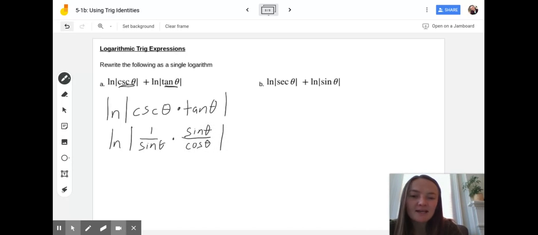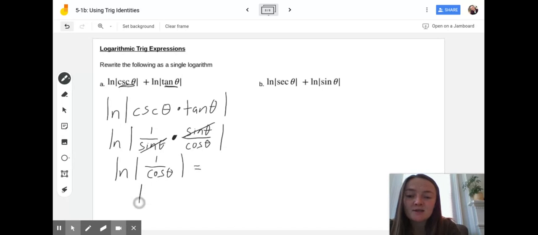So I can see that sine of theta is in the numerator, sine of theta is in the denominator, and so these are going to cancel because this is separated by multiplication, not addition. And so what I get is the natural log of 1 over cosine of theta, which I could rewrite as the natural log of the reciprocal identity, which is secant of theta.